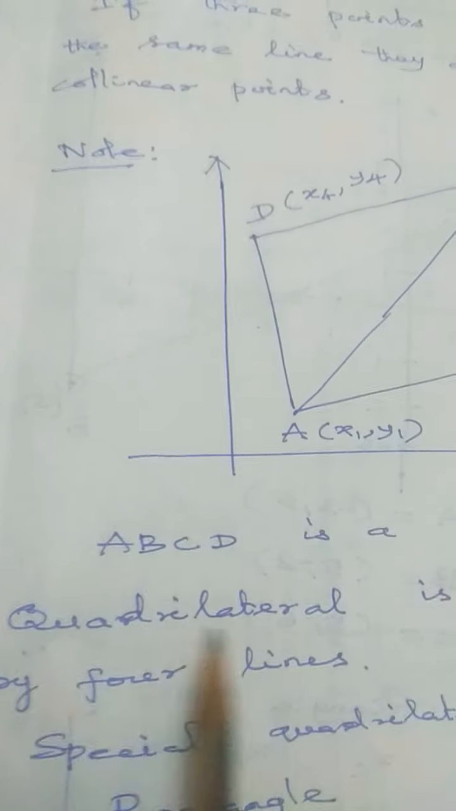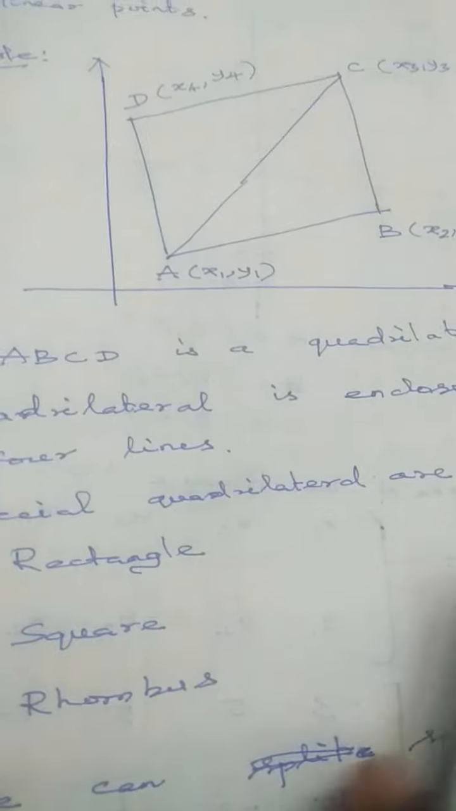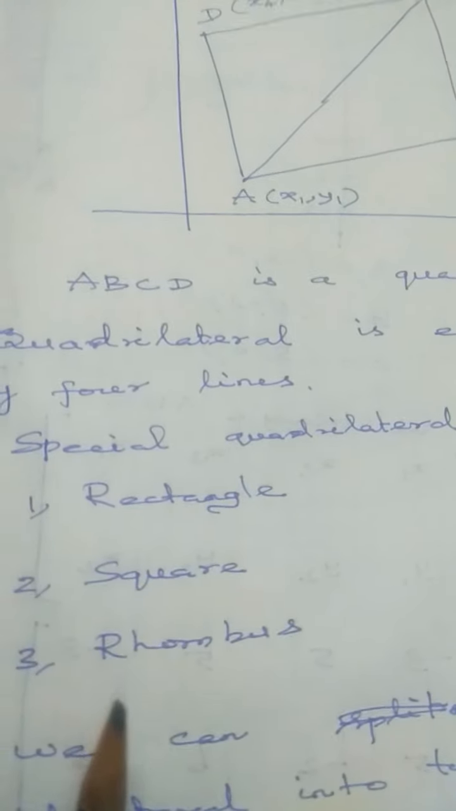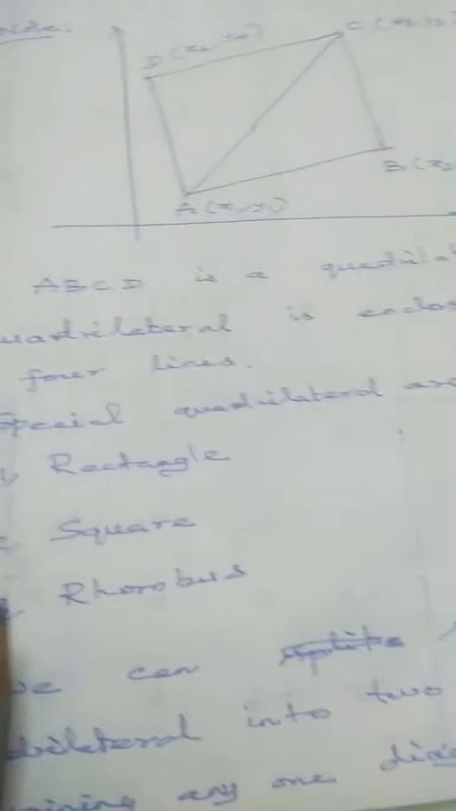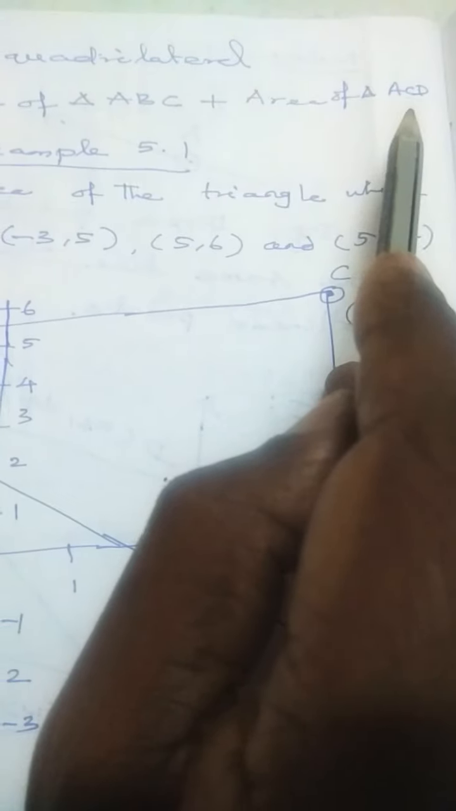ABCD is a quadrilateral. A quadrilateral is nothing but a figure enclosed by 4 lines. As special quadrilaterals we know very well: rectangle, square, rhombus. We can split this quadrilateral by joining any one of the diagonals. Then we get 2 triangles. The area of this quadrilateral is equal to the area of triangle ABC, one triangle, and the area of another triangle, ACD.